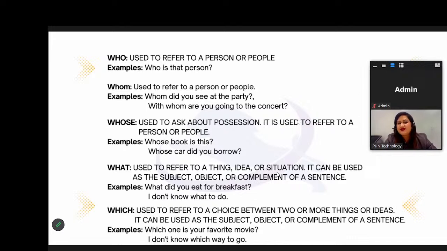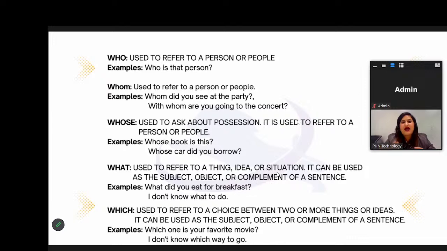The next one is whose. Whose is used to ask about possession. It is used to refer to a person or people. For example, whose book is this? Whose car did you borrow? We are asking a question, so we don't know that person's name.